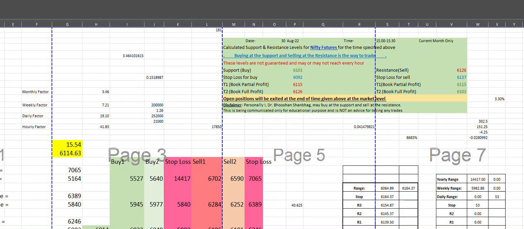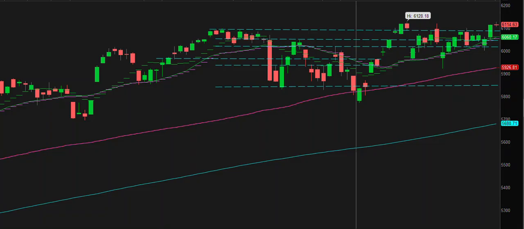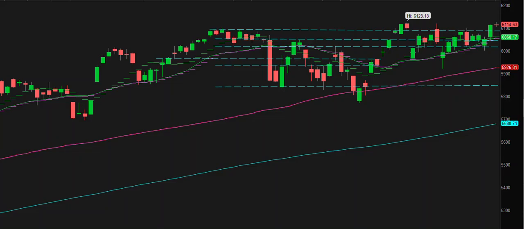So the range for today is 6065 approximately, and the upper range will be around 6164. So overall, a 100-point range is expected on both sides from the current price. So 6065 and 6164 is the range.